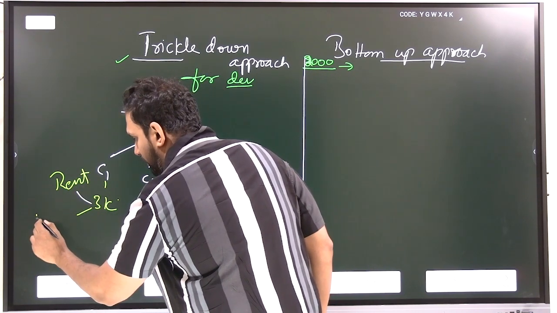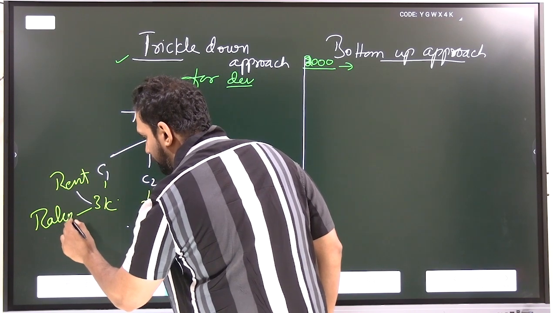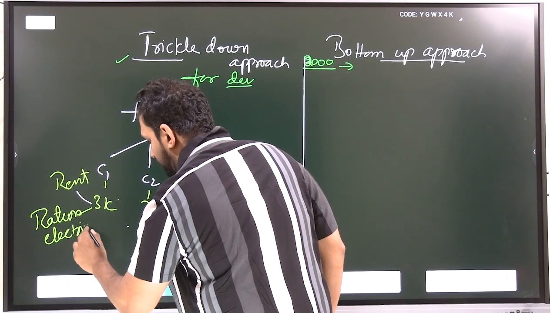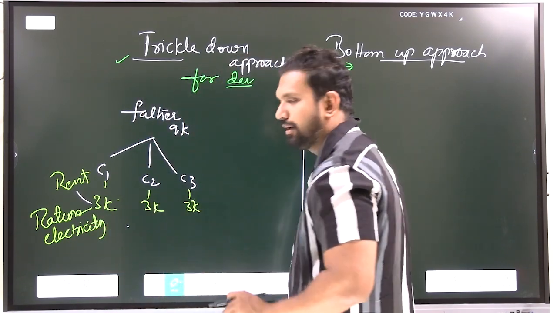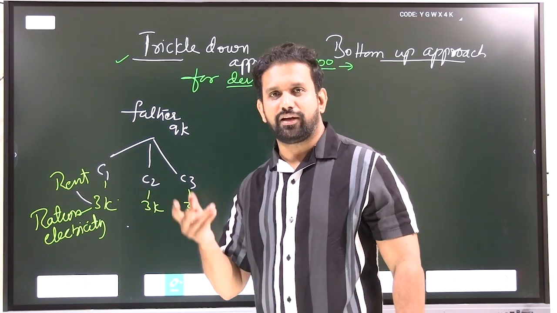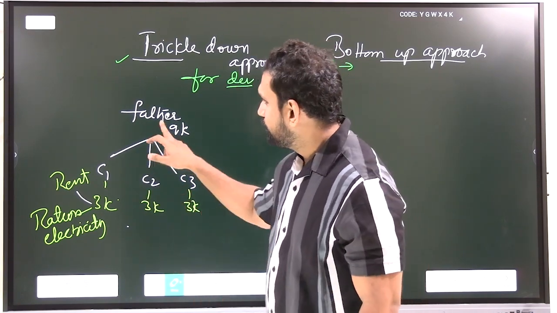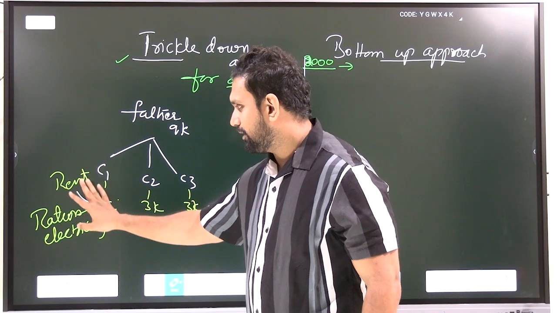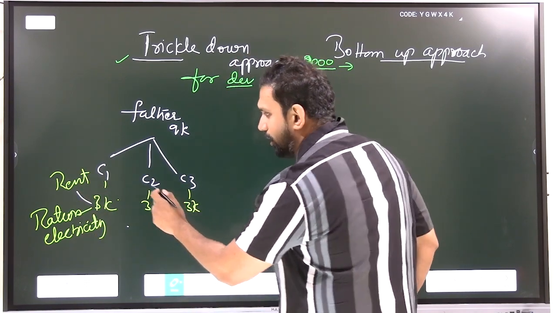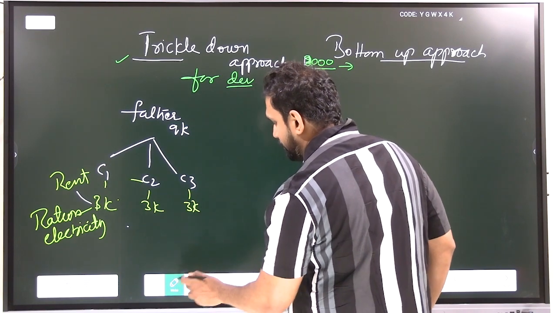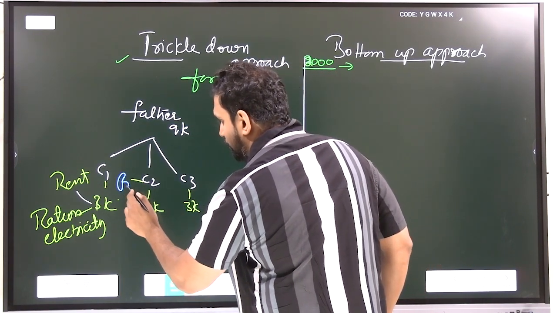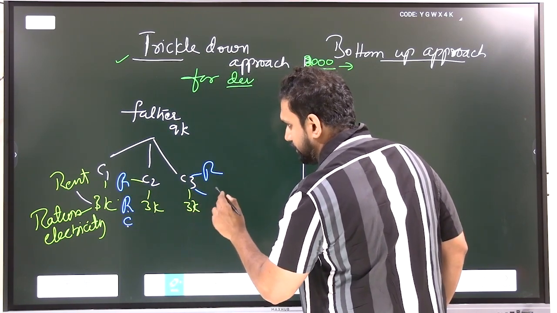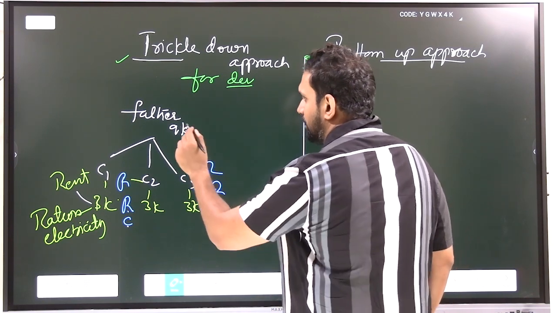Then within another 3,000 he is able to fulfill ration, and he is able to fulfill electricity. Imagine. Don't say, sir, what can 3,000 buy, no, it is just for understanding. Right, father's salary is 9,000. Everyone is getting 3,000, and children 1, 2 and 3 are all able to fulfill the basic necessities of rent, ration, electricity. Because the prices are the same, no need to worry.